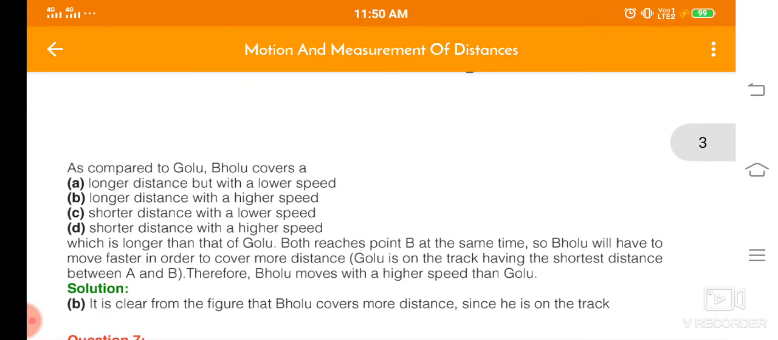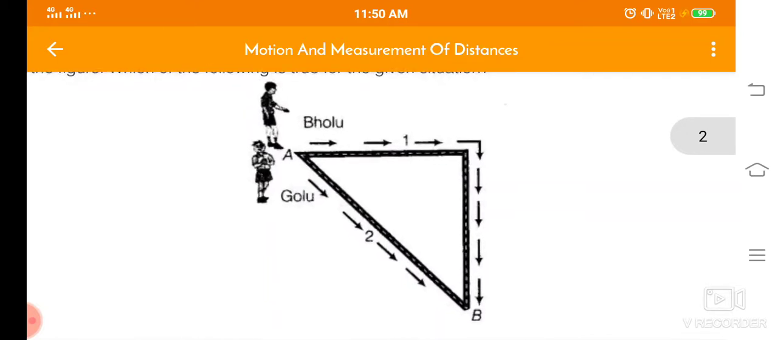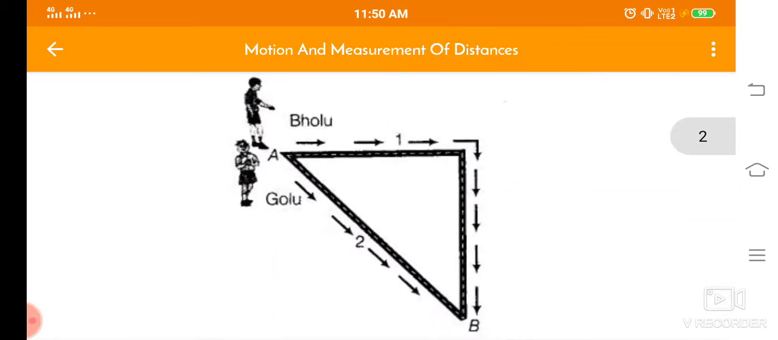Answer B. Longer distance with a higher speed. Because it is clear from the figure that Bholu covers more distance since he is on the track. This is Bholu and this is Golu. See this drawing?